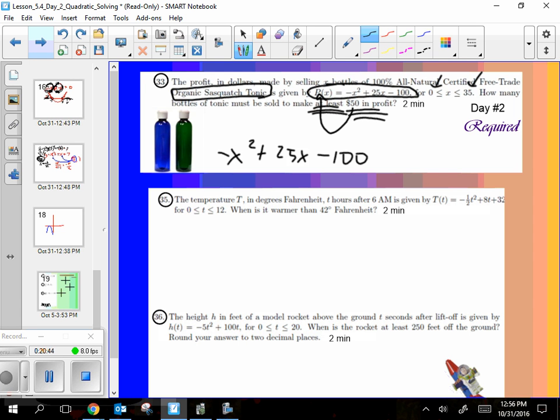Oh, and there is the 10-minute warning. Stop that. Okay, so greater than or equal to 50. Actually, that's the 12-minute warning.